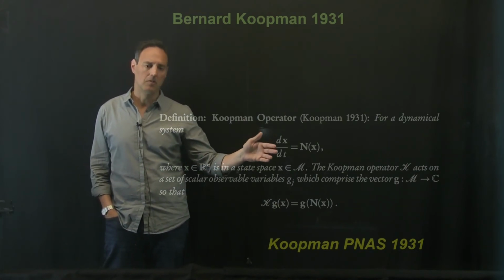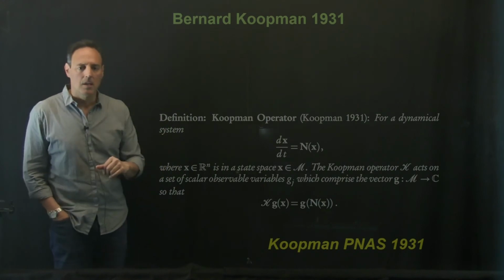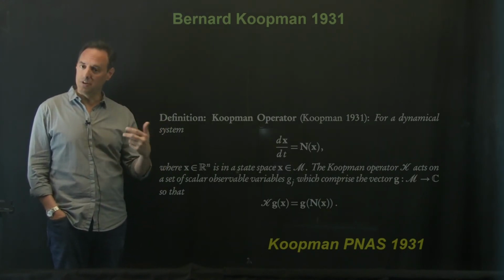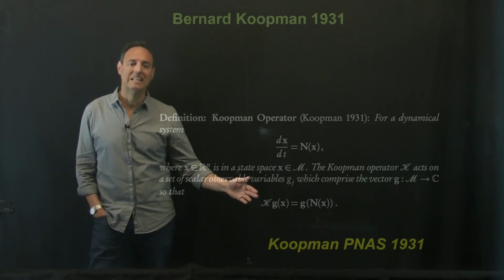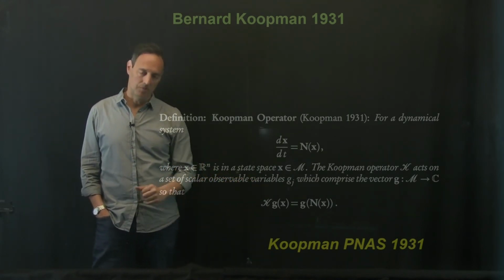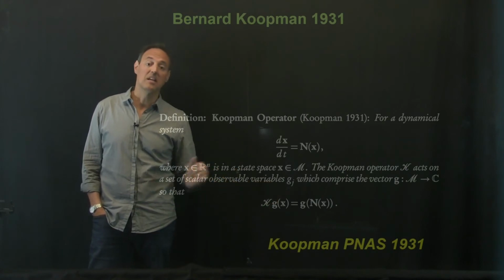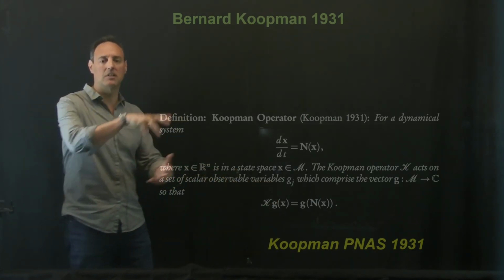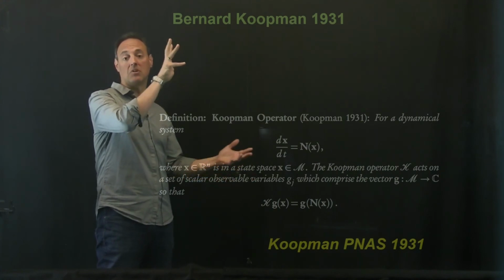finite dimensional nonlinear dynamical system, I can define some observables of x, called g of x, where now the dynamics is linear in this new set of observables. And this is an infinite dimensional space. So he takes a finite dimensional nonlinear system, projects it into some infinite dimensional linear system.